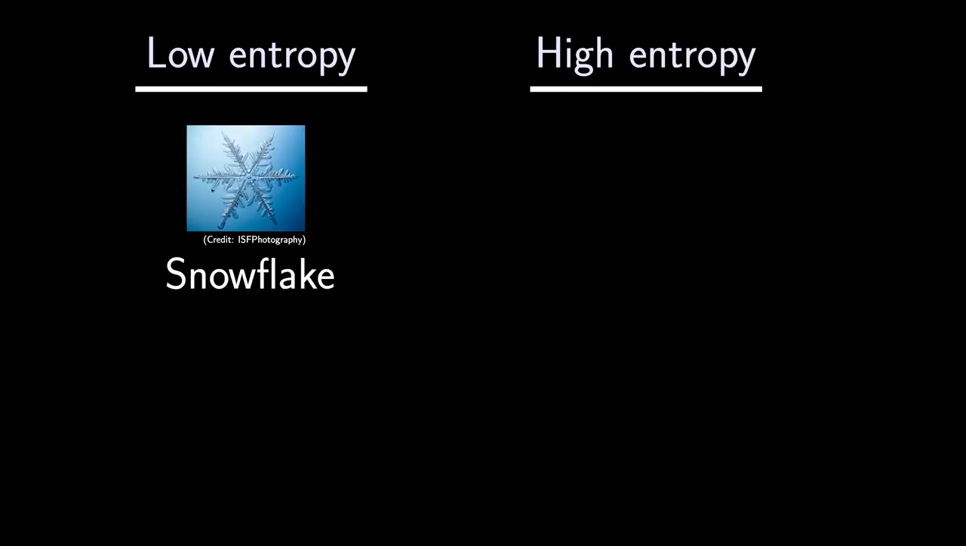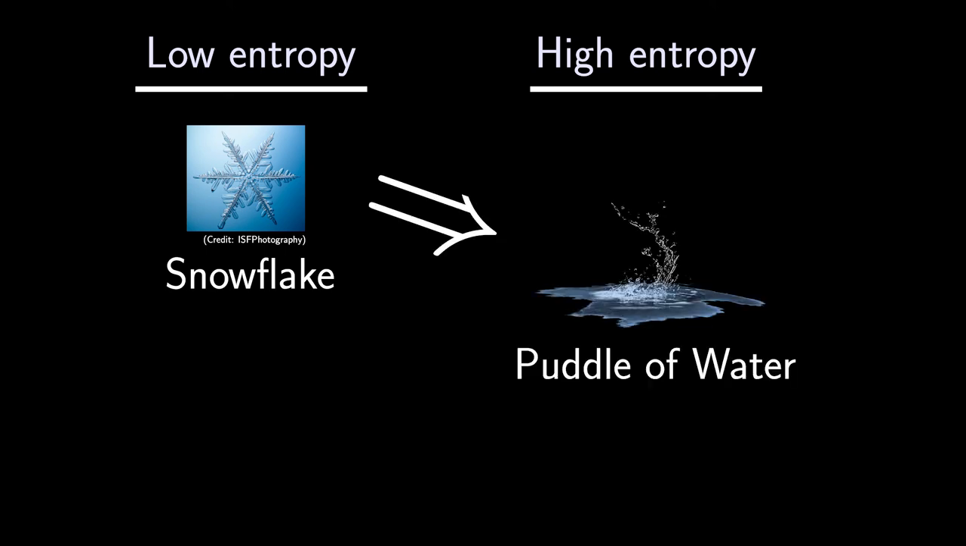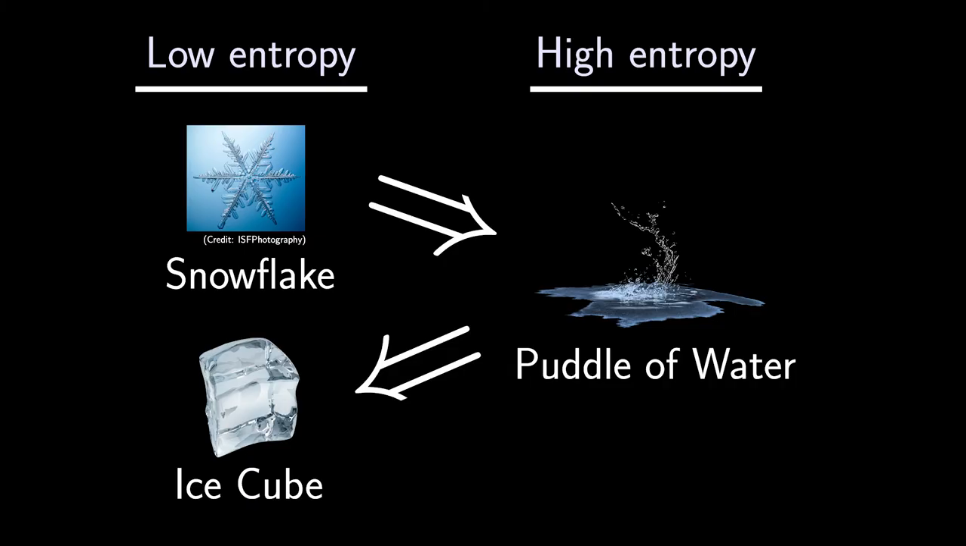And here's a case in point. Here's a system with a low entropy. It's a snowflake. Isn't that a beautiful snowflake? If you allow it to melt, its entropy goes up. A puddle of water has a much, much higher entropy. It's a much more disordered state of the same fundamental water molecules. If I try to lower its entropy again, but I'm not careful, what I will get is an ice cube.